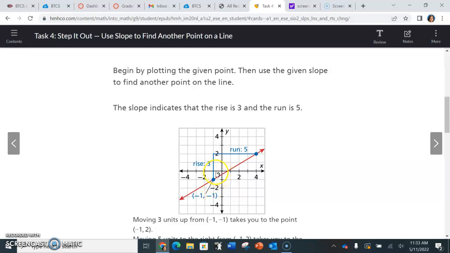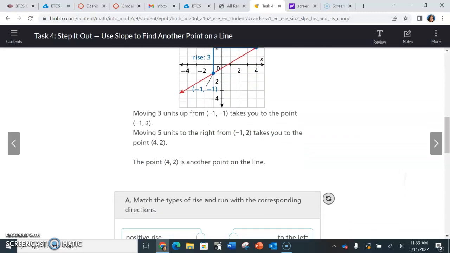So from the origin, you come over -1 and down -1 and plot that point. From there, you can use your rise and your run to find another point. So if you rise 1, 2, 3, and you run 1, 2, 3, 4, 5, this gives you another point on that line. So 4 is your x, 2 is your y. So (4, 2) is another ordered pair on that line.